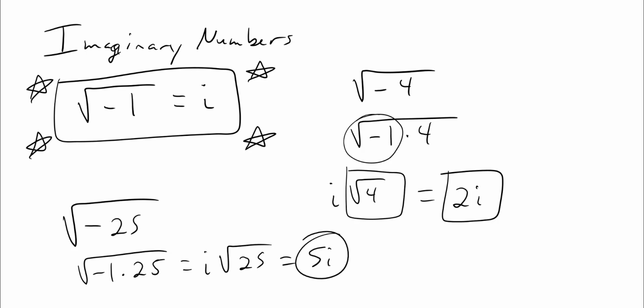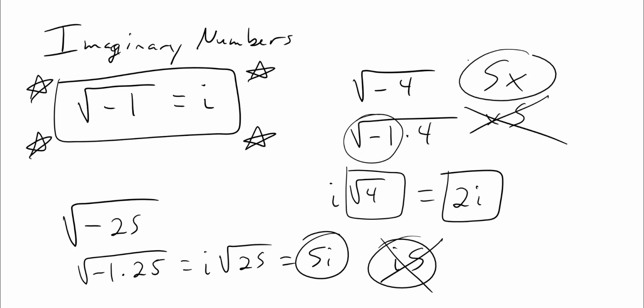Now, please don't tell me i5. Okay, if you tell me i5, I'm going to think we're playing Battleship, right? I5, hit. You know, B7, hit. You sunk my battleship. All right, so you don't tell me i5. I want 5i, just like a variable. You say 2x, or you say 5x, right? You don't say x5. Nobody says x5. It's always the number in front of the variable, and we kind of treat the i like a variable.